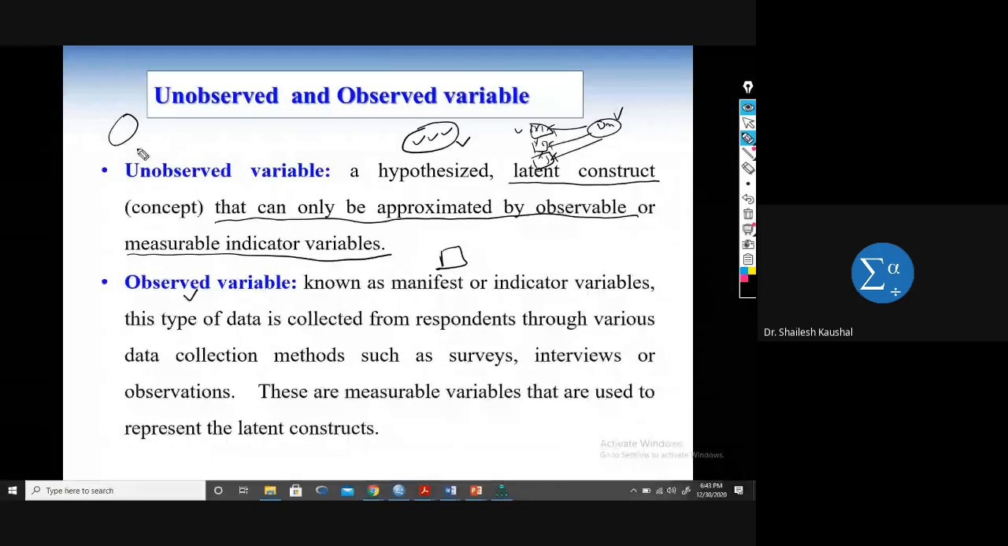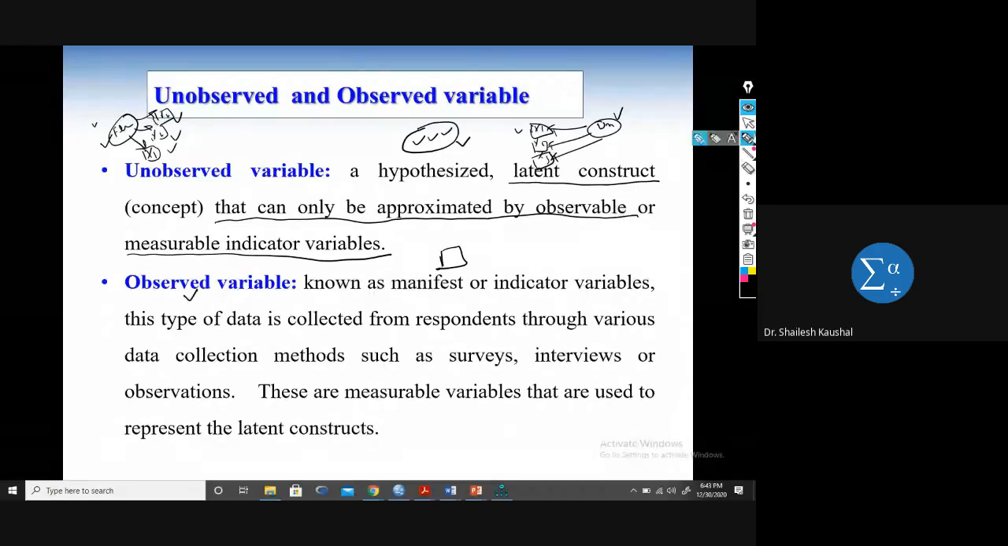Like in swine flu, that is an unobserved phenomenon. We cannot directly identify by just seeing someone whether this person has flu or not, unless he tells us some symptoms. These are the questions, symptoms x1, x2. The more symptoms, the more sure we will be about this particular phenomenon. So these are the symptoms, these are the questions. On the basis of questions, we identify the latent phenomenon which cannot be directly observed.